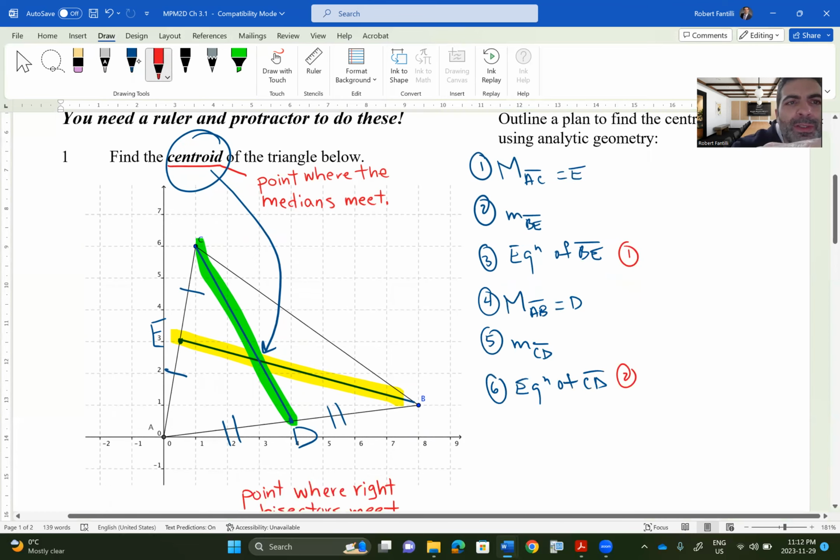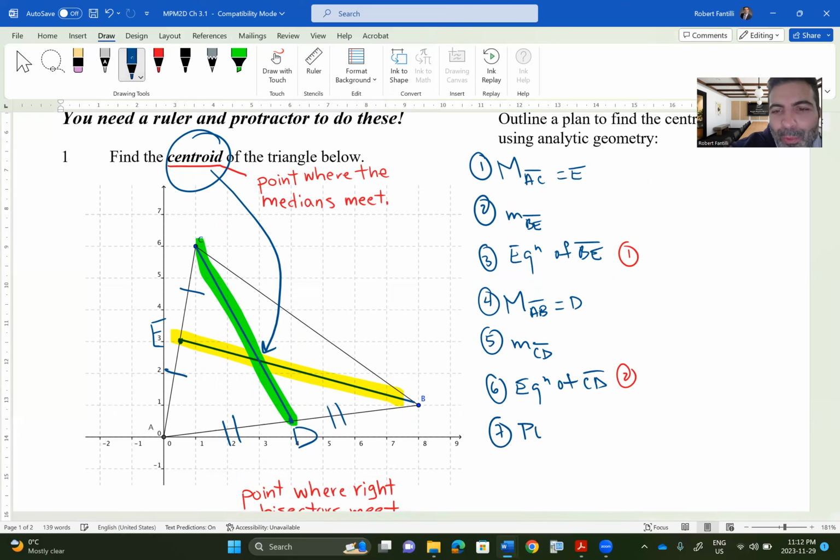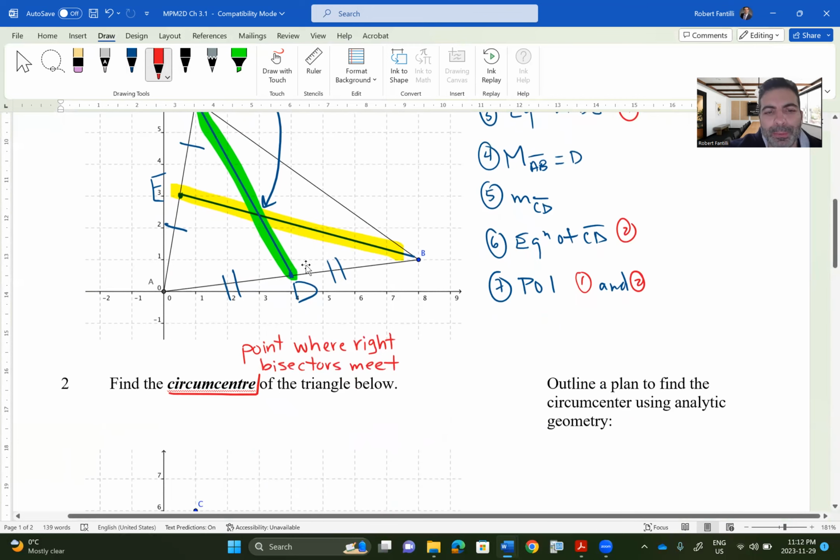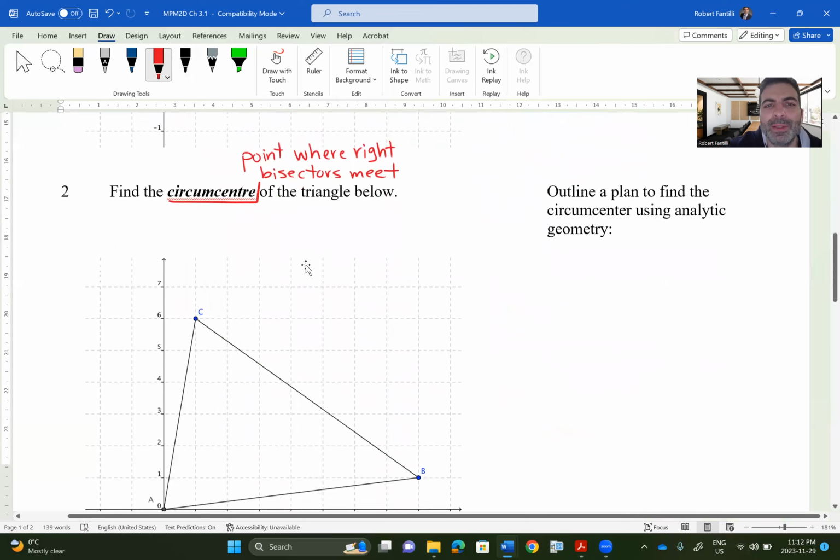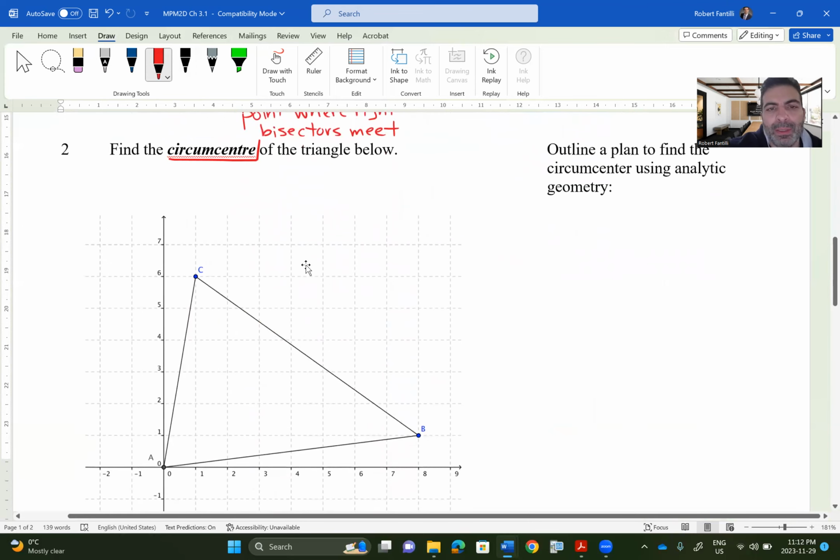And then the final step we'd have to do, I know it sounds like a lot of work because it is, is we're going to have to find the point of intersection of 1 and 2. Okay, and that'll give us our centroid. Let's take a look at now circumcenter. We're finding the circumcenter, we're finding the point where the right bisectors meet.